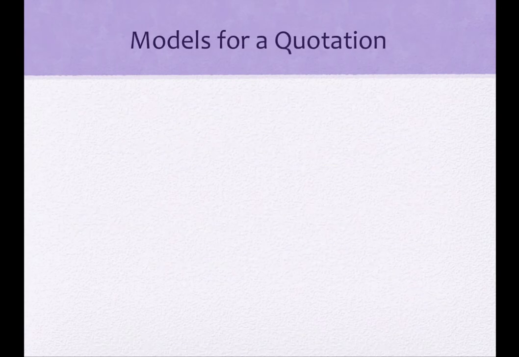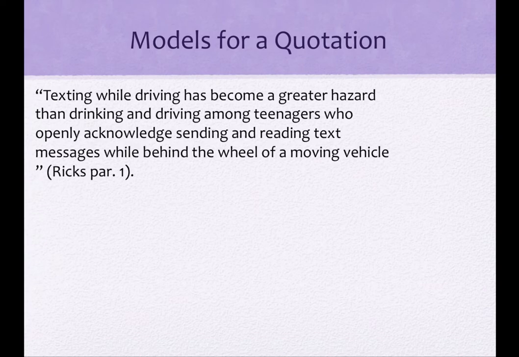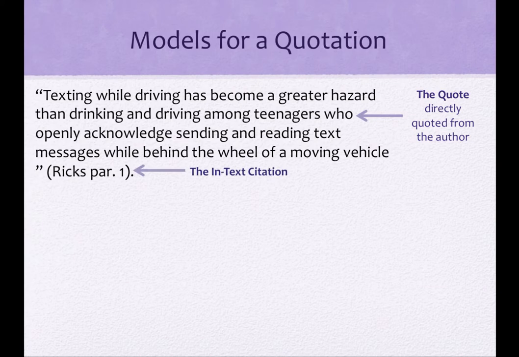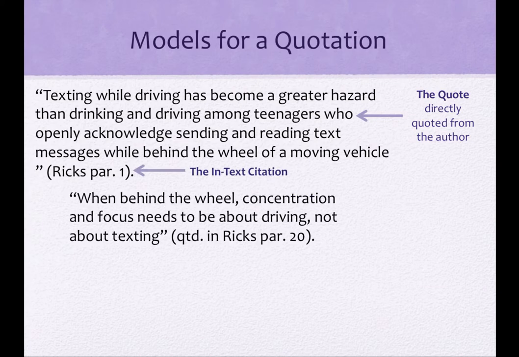Here are some models so that you can see what it looks like. This is a direct quote. "Texting while driving has become a greater hazard than drinking and driving among teenagers who openly acknowledge sending and reading text messages while behind the wheel of a moving vehicle." And it's in quotation marks. There you go, a direct quotation. There's the in-text citation, and you see the end mark.